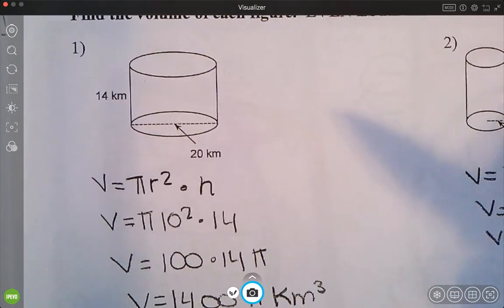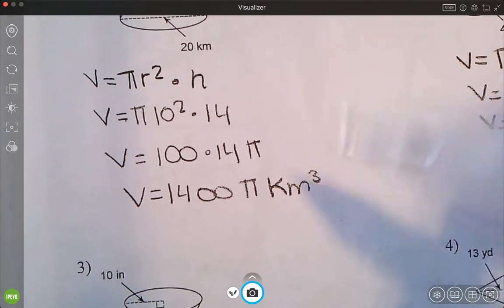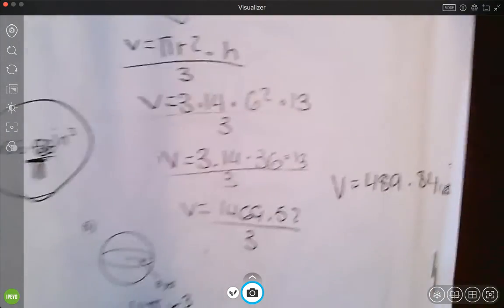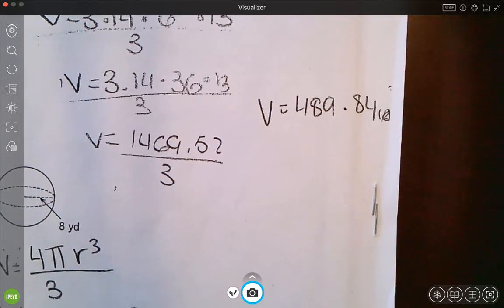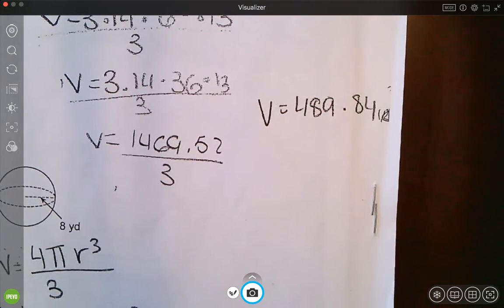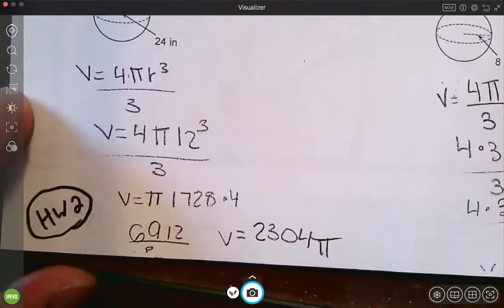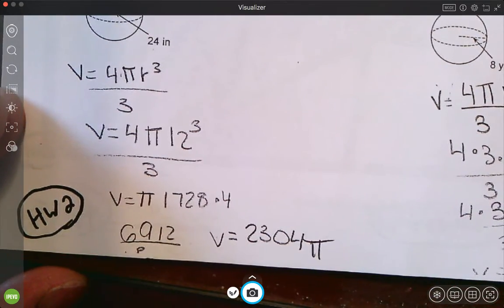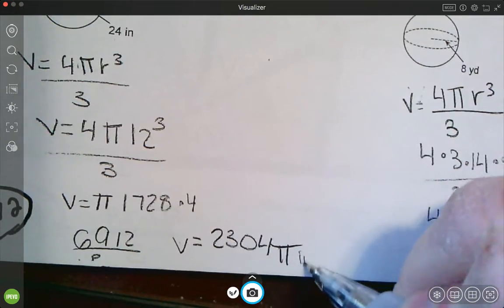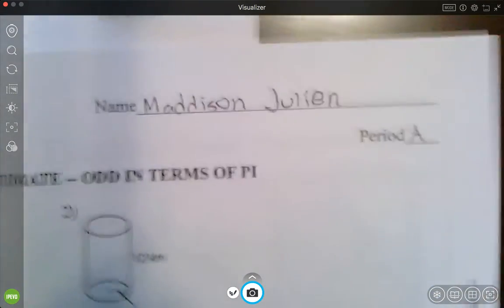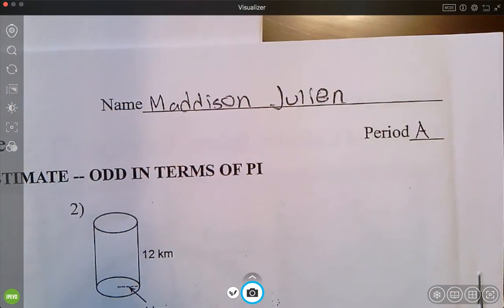But here are your answers to the other one. Number 1, if you did it right, was 1,400 pi kilometers cubed. Number 4, if you did it right, was 489.84 yards cubed. And number 5, in terms of pi, came out to an even 2,304 pi, and that should be inches cubed. This came from last year's student, Madison Julian. Maybe that was 2 years ago, now that I think about it.